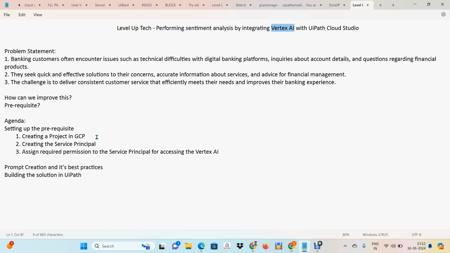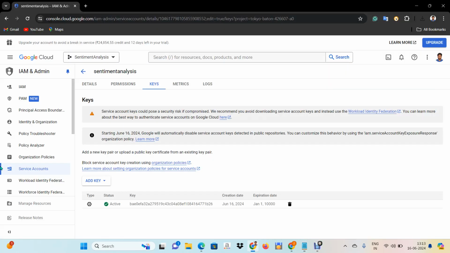Okay, once we are done with these steps, the very next step is we are going to see how to create a best prompt. Basically, we have to create a prompt, and why we need to create a prompt, just to show you.